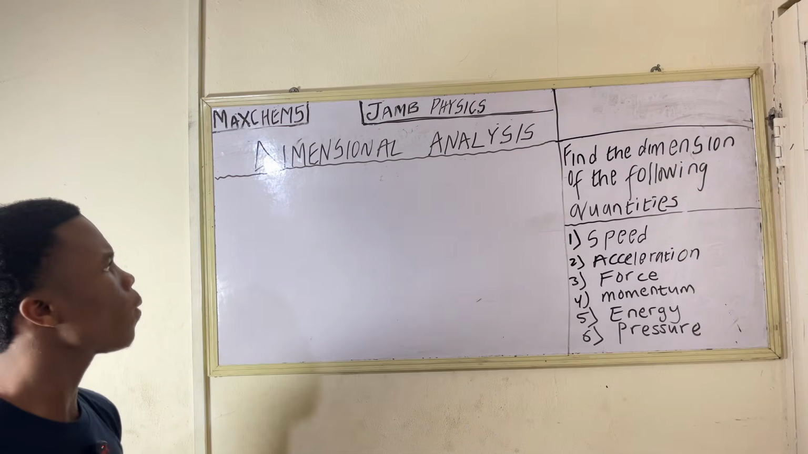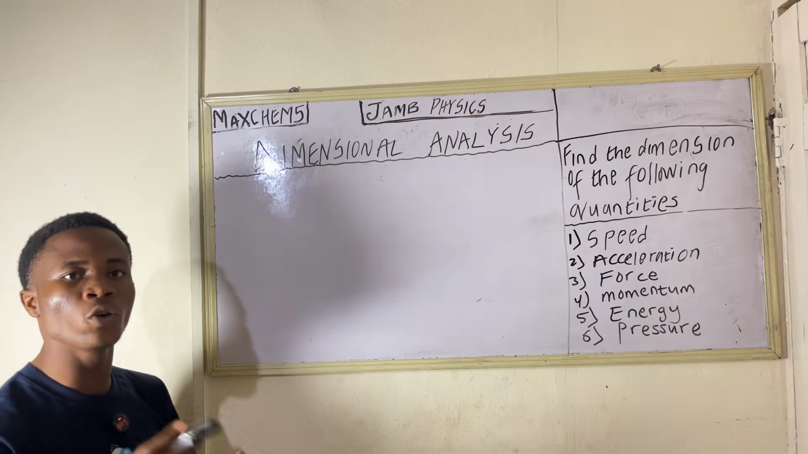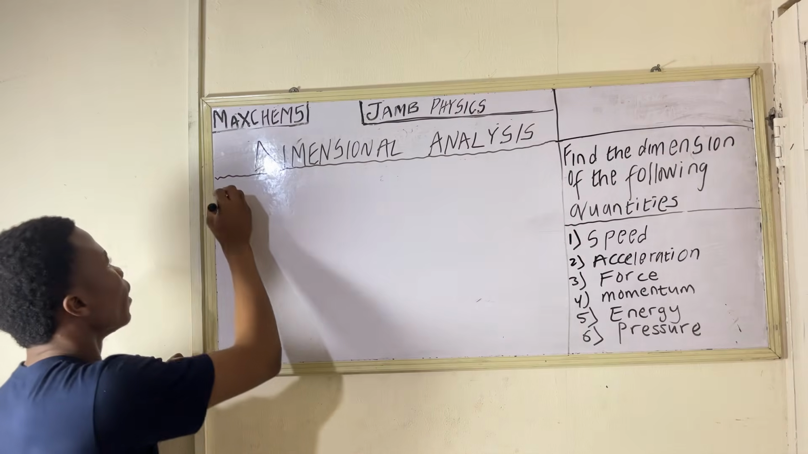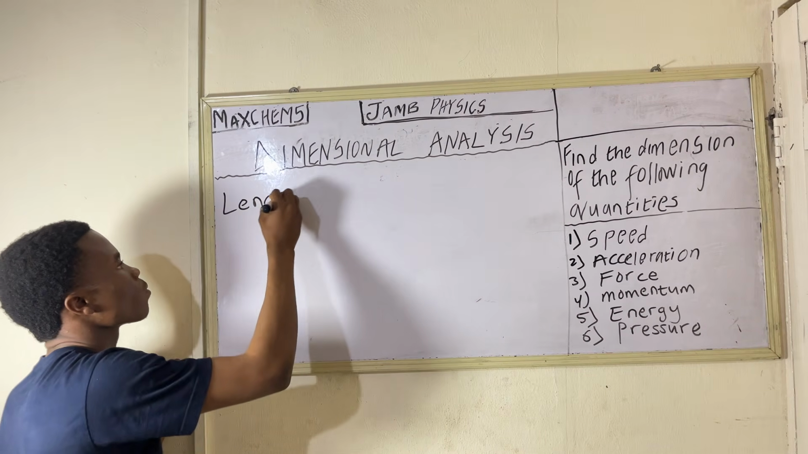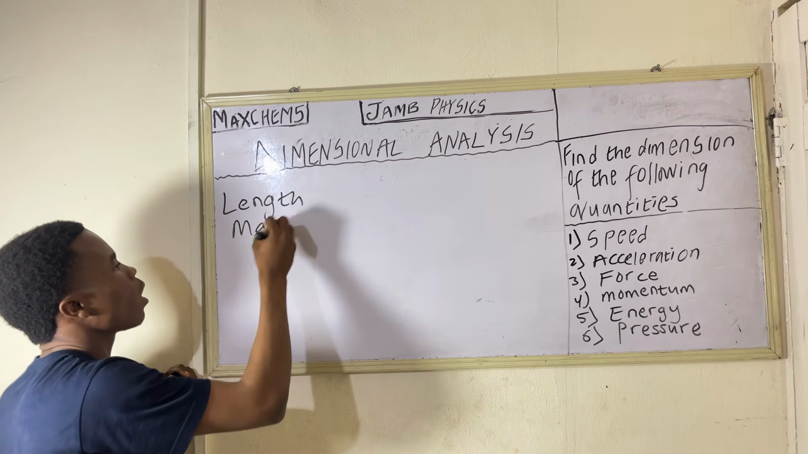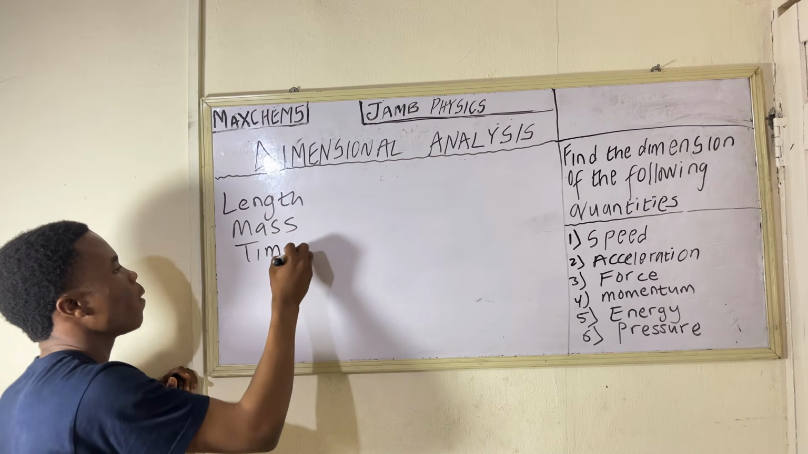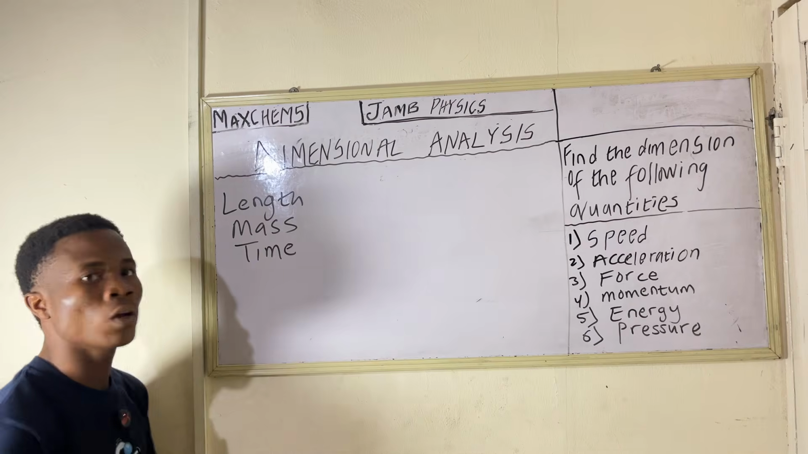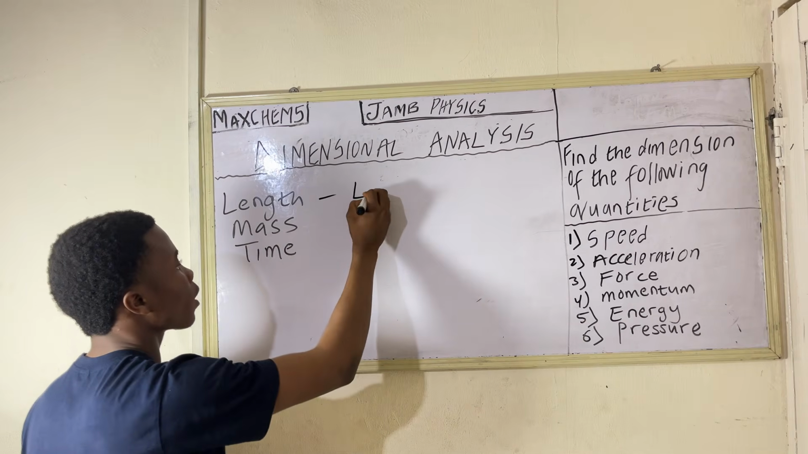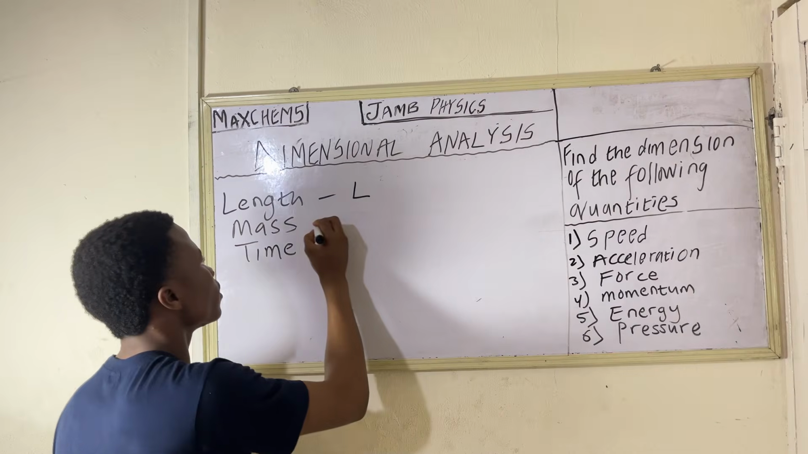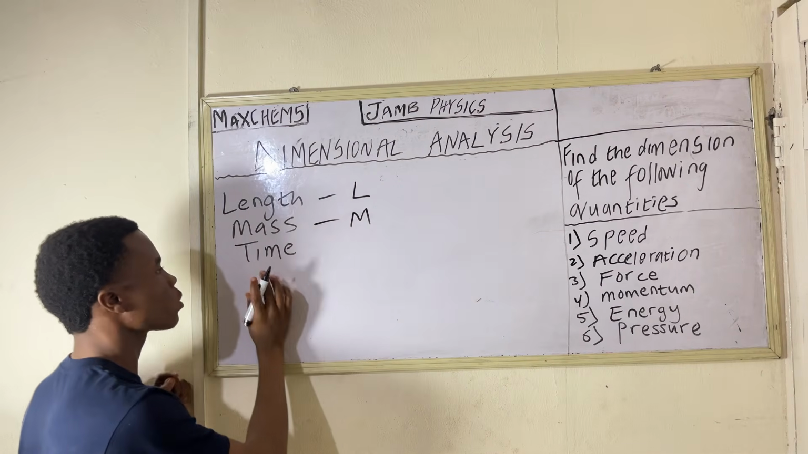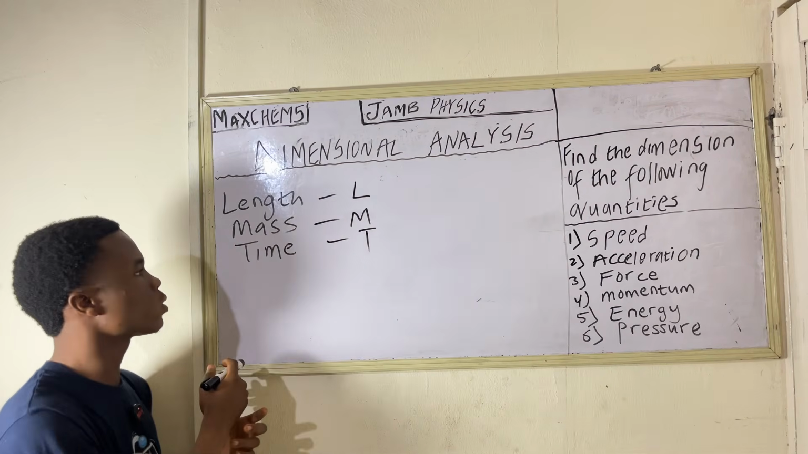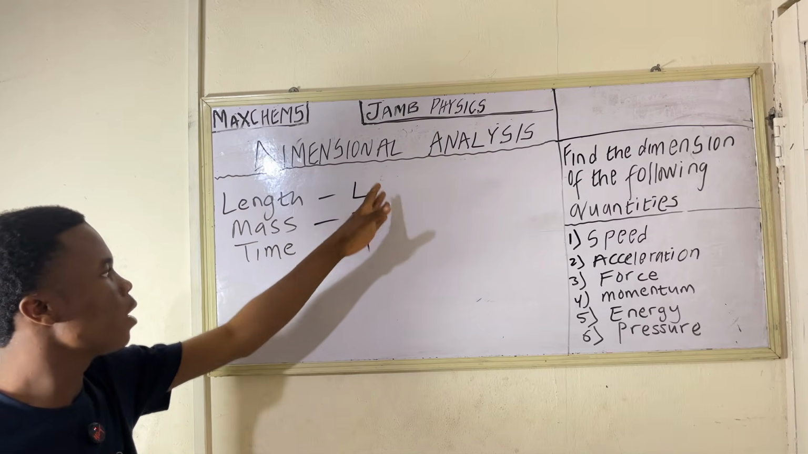physical formula. Now, if you look at the last video I made, I told you we have different fundamental quantities, but there are three major ones, which are length, mass, and time. And each of these fundamental quantities has its dimension. The dimension for length is capital L, the dimension for mass is M, and the dimension for time is what? T. So those are the three basic fundamental quantities, and their dimensions are L, M, and T.